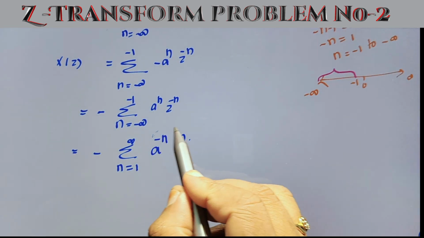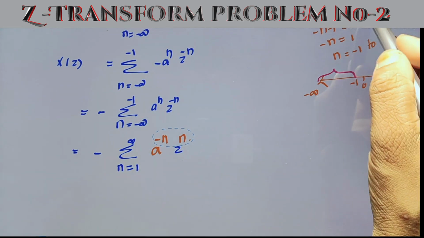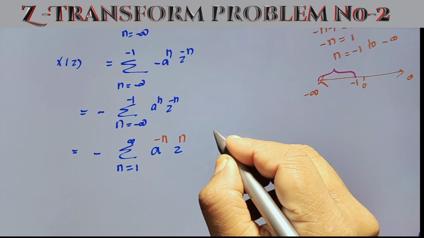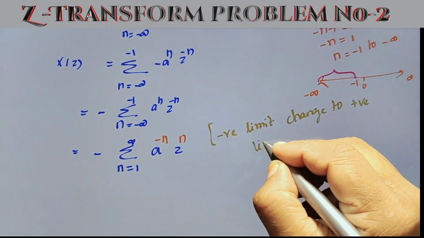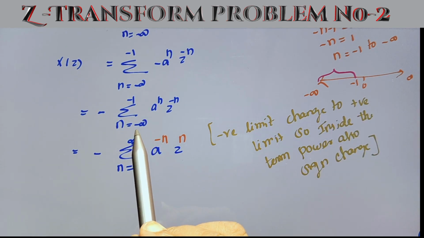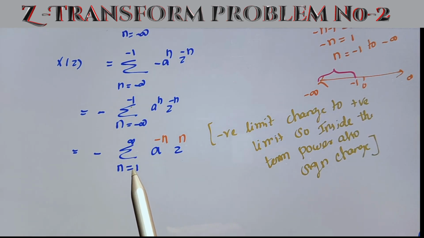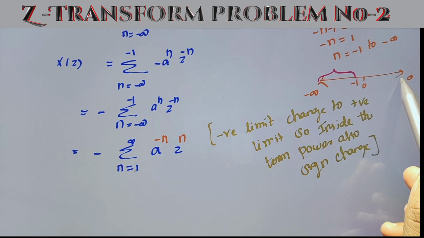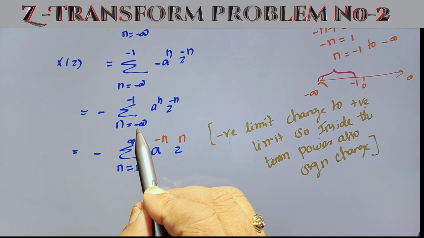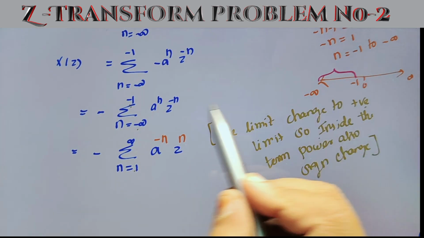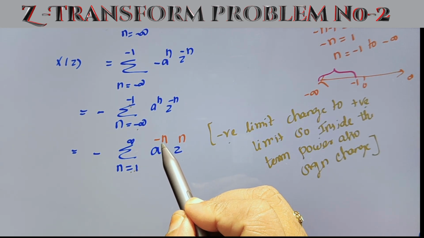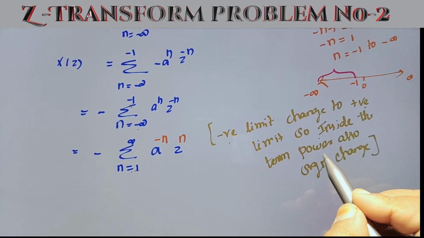Because of the limit change, change into positive limit, that's correct. Here the negative limit minus infinity to minus 1 can be replaced by 1 to infinity, that is, the negative part can be replaced by the positive part. Here the negative limit changes to the positive limit. In the given problem, minus infinity to minus 1 is the negative part, so this can be replaced by the positive part, 1 to infinity. So automatically the sign of the power inside the term will also change.